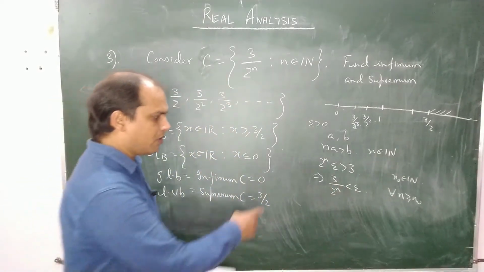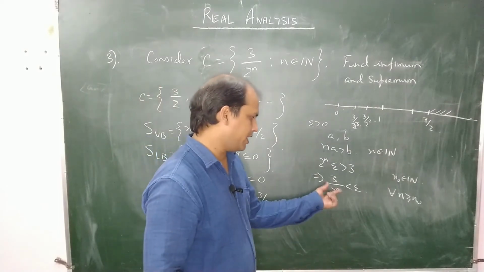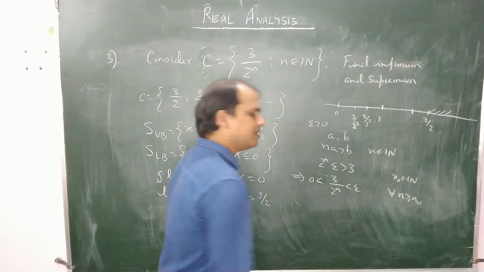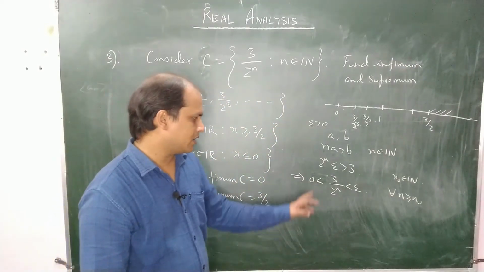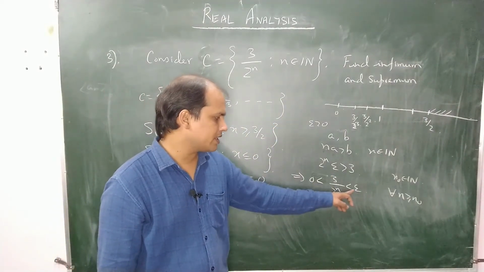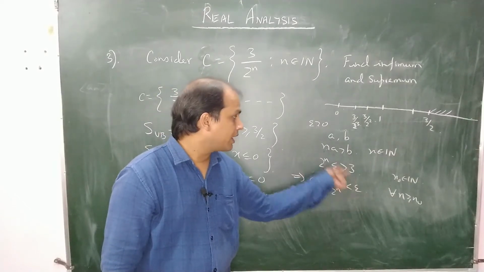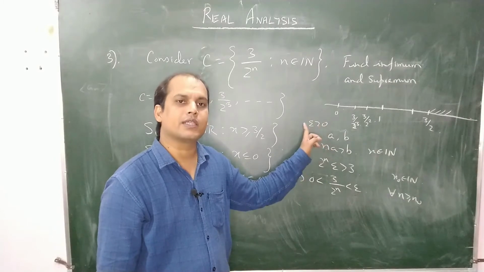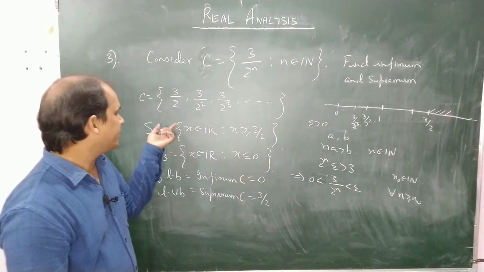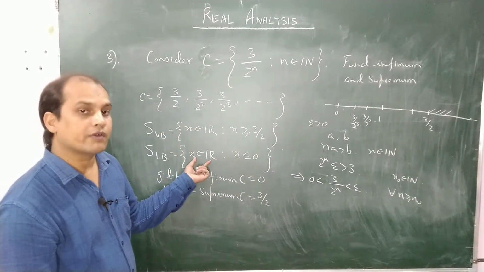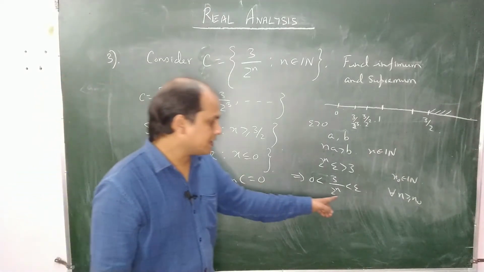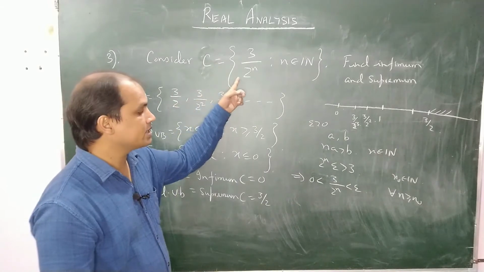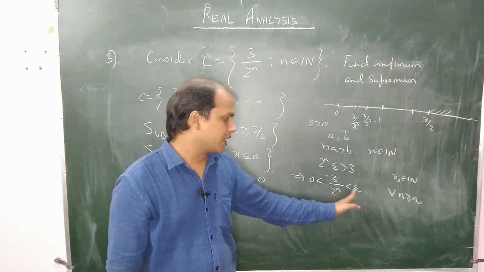So what I want to show from here is that this implies 0 is less than 3 by 2 raised to the power n is less than epsilon. Now, if any epsilon greater than 0 is a lower bound for this set, then one can always find members of the type 3 by 2 to the power n from this set which lie in between 0 and epsilon.